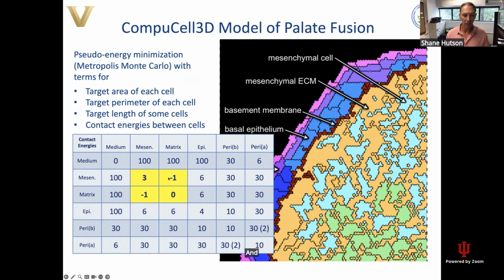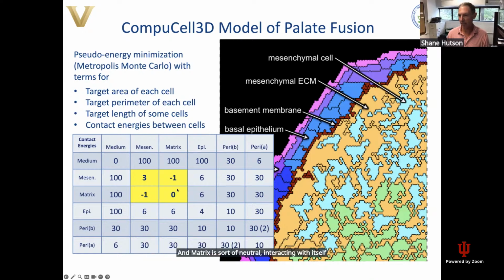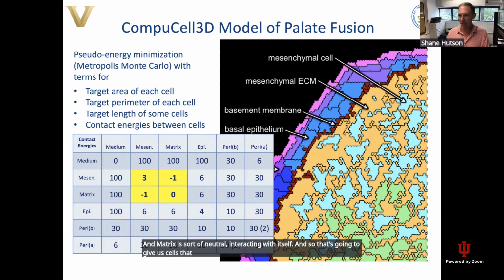And instead, the lowest energy is for a mesenchymal cell with the matrix, and so cells are going to surround themselves with matrix. And matrix is sort of neutral, interacting with itself. And so that's going to give us cells that are dispersed within this extracellular matrix for the mesenchyme.